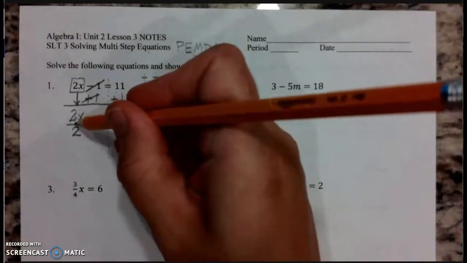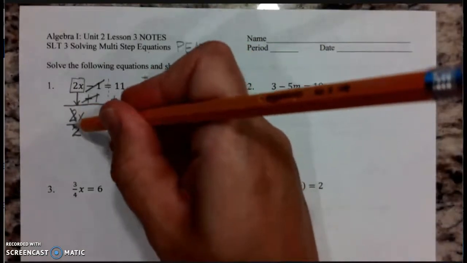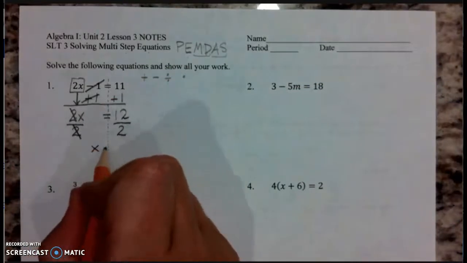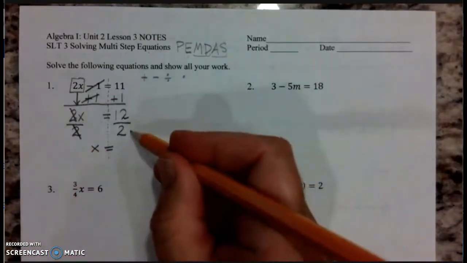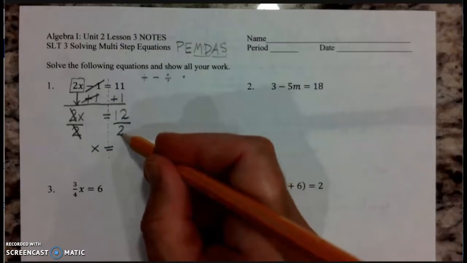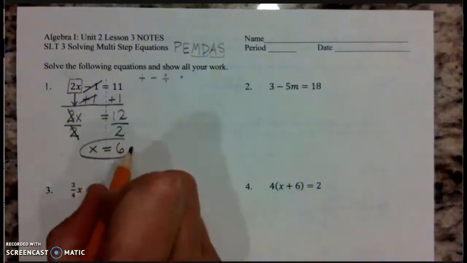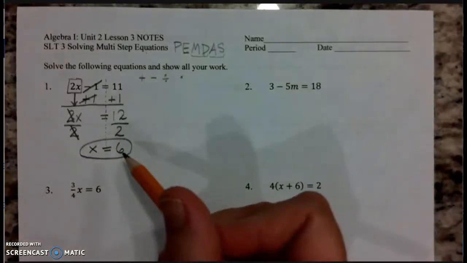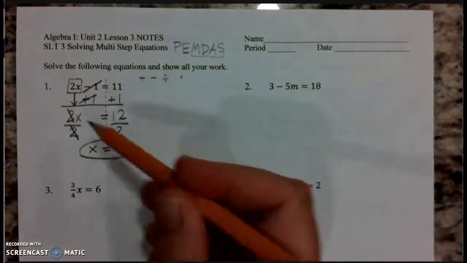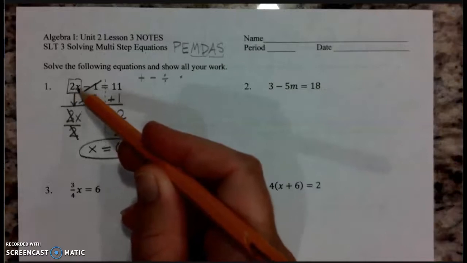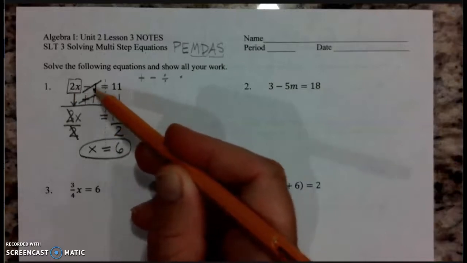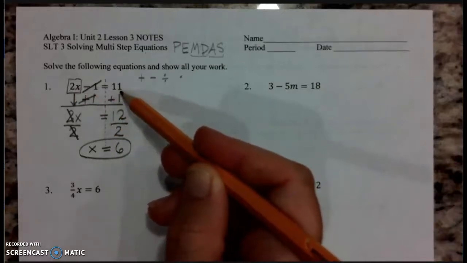2 times divide by 2, our inverses, cancel each other out, and x is going to equal 12 divided by 2. You can do it in a calculator, or you can see how many groups of 2 fit into 12. It should be 6. Just to double check, I'm going to do a little mental math. 6 in here would be 2 times 6, which is 12. Take away 1, which would be 11.